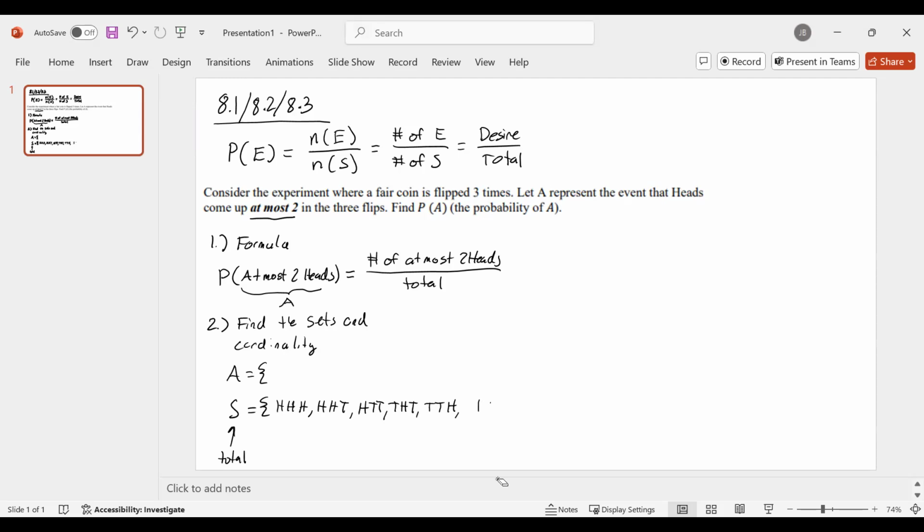See, 1, 2, 3, 4, 5. So heads, heads, heads. I forgot heads, tails, heads. There we go. And I'm missing one more. Do I have heads, heads, tails? And we got tails, tails, tails. 1, 2, 3, 4, 5, 6, 7. I'm just missing one more. I'm trying to figure out which one it is. Do I have tails, heads, heads? No, I do not. There we go. So I have 8, right?